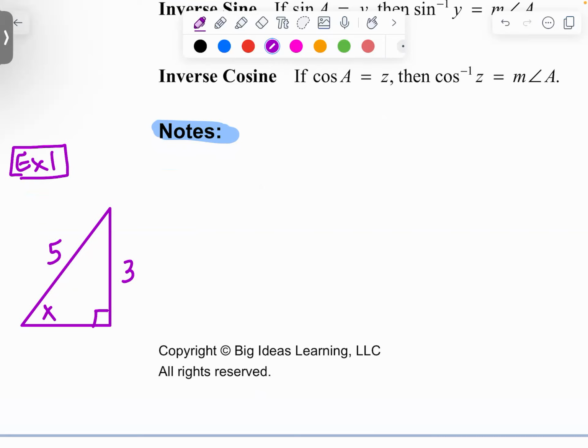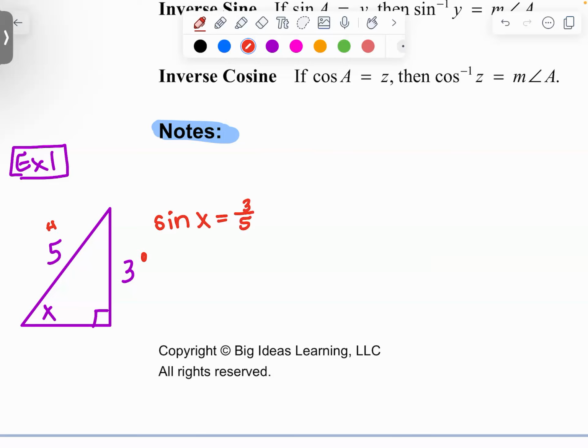So here's triangle number 1 that we're going to draw. We are going for the angle, right? Now, what sides do we have? Okay, we have opposite and we have hypotenuse. So what trig function would be of benefit? We know that the sine of angle X is opposite over hypotenuse, 3/5.